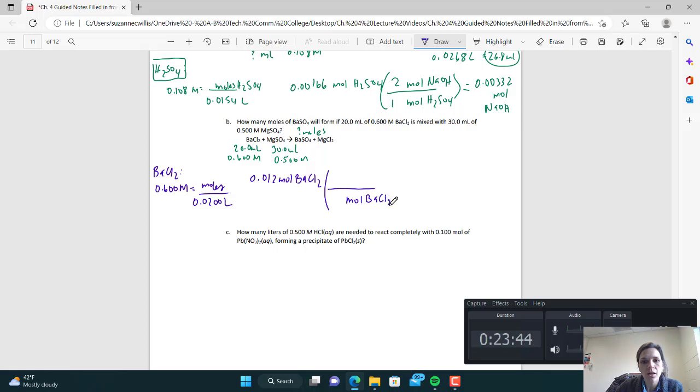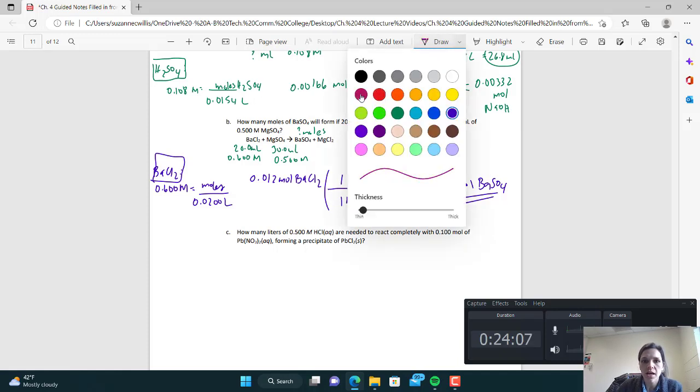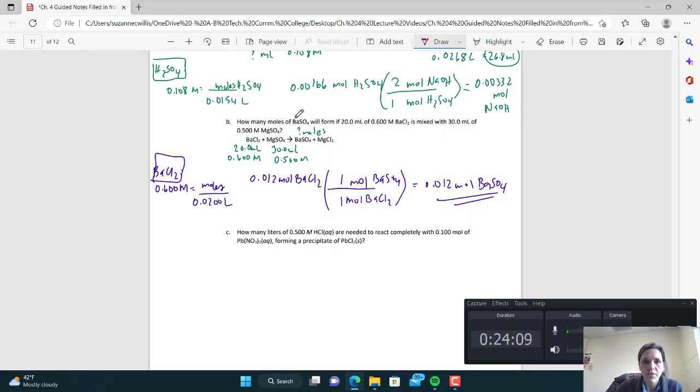If I use all of my moles of barium chloride, let's see how many moles of barium sulfate I can make. Do you see how it's a 1-to-1 mole ratio? So it's 0.012 moles of barium sulfate. That's how much barium chloride could produce, yes? Now we need to do the same thing with the other reactant. So now we're going to focus on MgSO4. Let's see if it could make more or less, right?